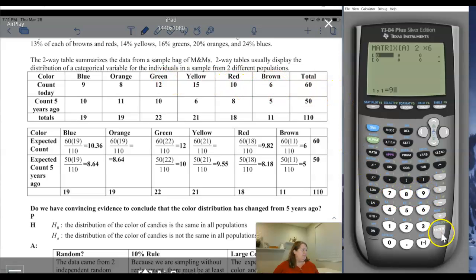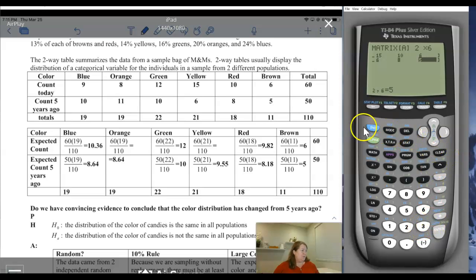So that's a 9 first, then the 8, then the 12, then the 15, the 10, and I just keep pressing enter between them and it takes me to the next one. Okay, so after I did 6, it wrapped back around again. So now I'm doing the second row. So I'm doing 10, 11, 10, 6, 8, 5. And once again, this is my observed, not my expected.